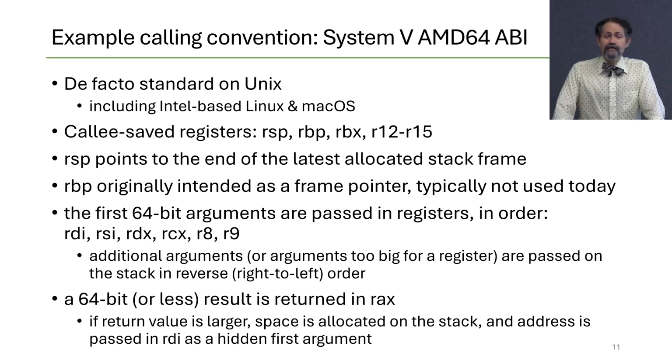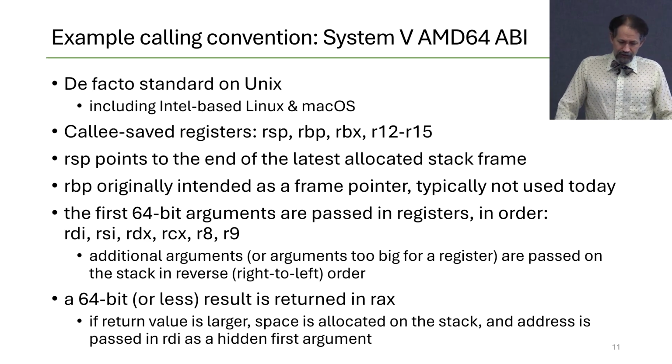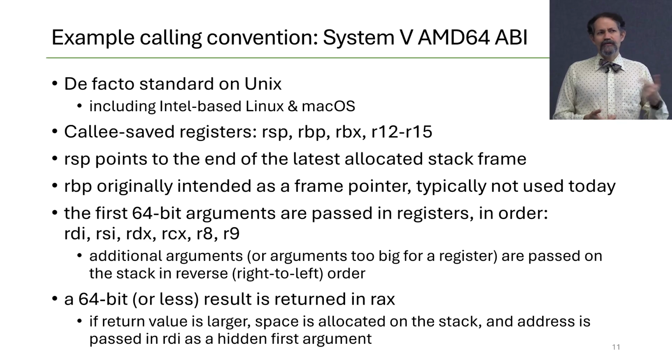If we have a result, and it can be stored in 64 bits, we'll return it in the register RAX. If the return value is larger, then we'll allocate some space on the stack for it before making the call, and the address of that space allocated on the stack will be passed in RDI as a hidden first argument. Remember, RDI is where we pass the first argument of the function anyway.